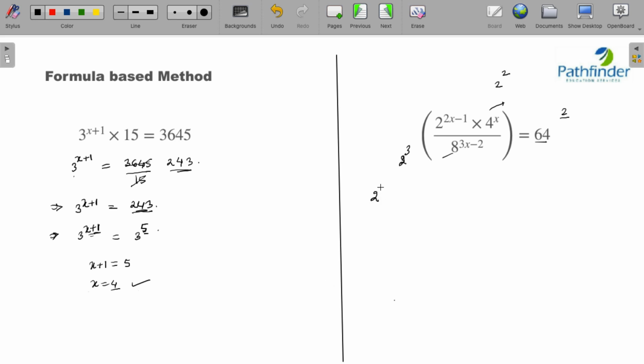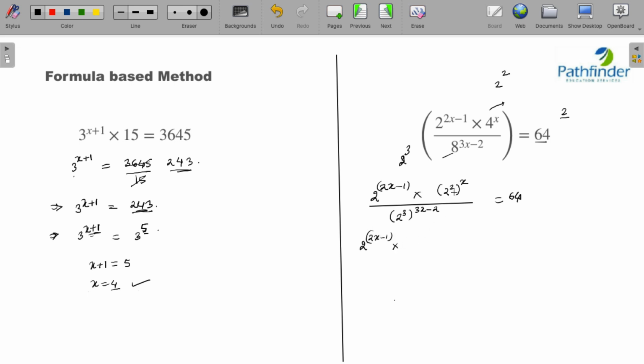So we have 2 to the power 2x minus 1 in the numerator, we'll keep it as it is. I can write 4 as 2 square, and since it is 4 to the power of x, we have 2 square to the power of x, whole of this divided by 8 to the power of 3x minus 2. Now 8 can be written as 2 cube, to the power of 3x minus 2, which is equal to 64, and you can write 64 also as 2 to the power of 6.